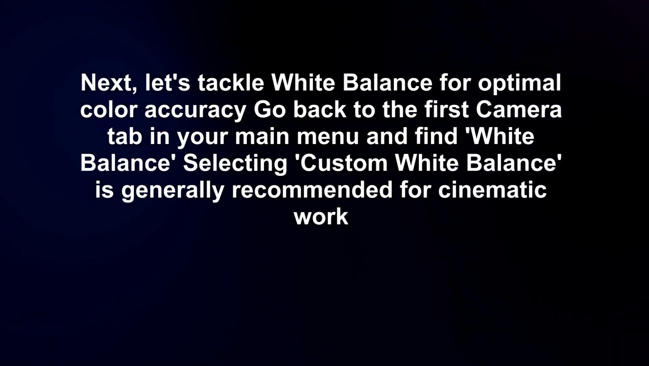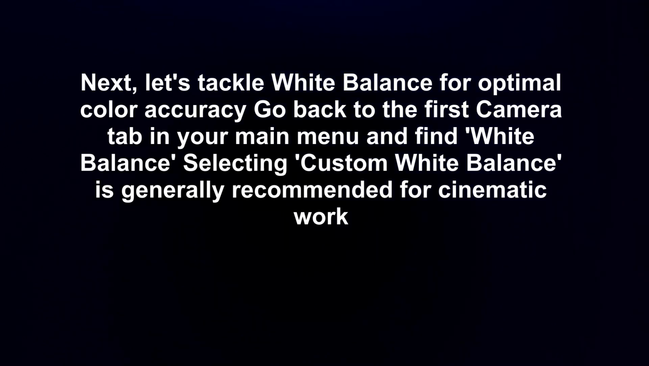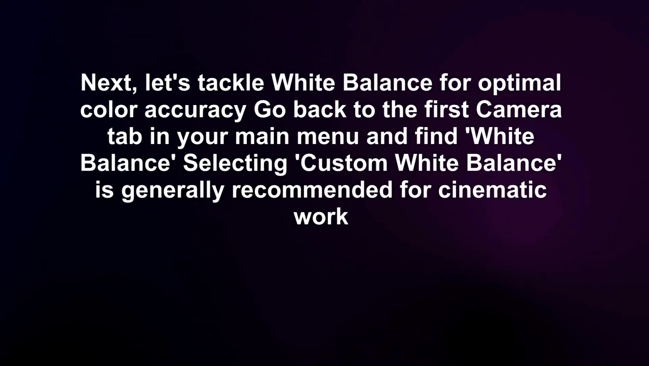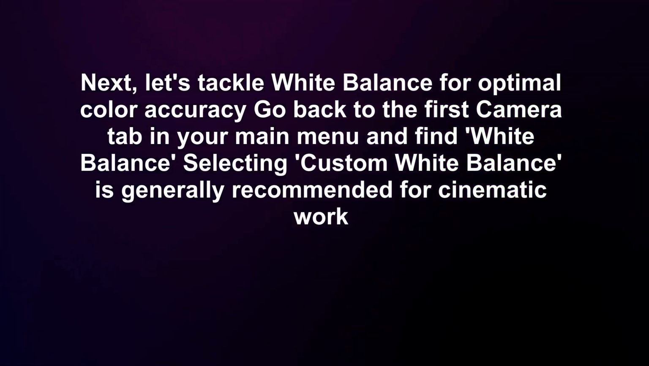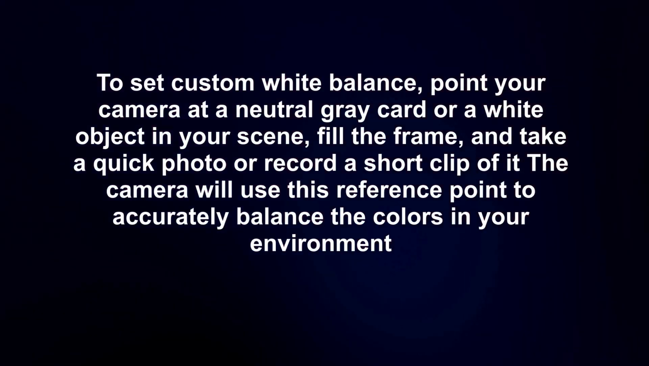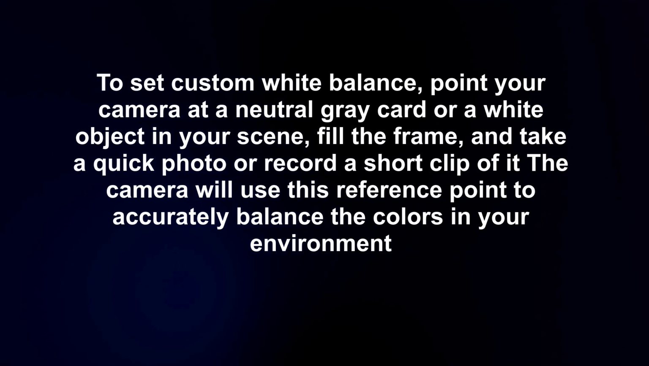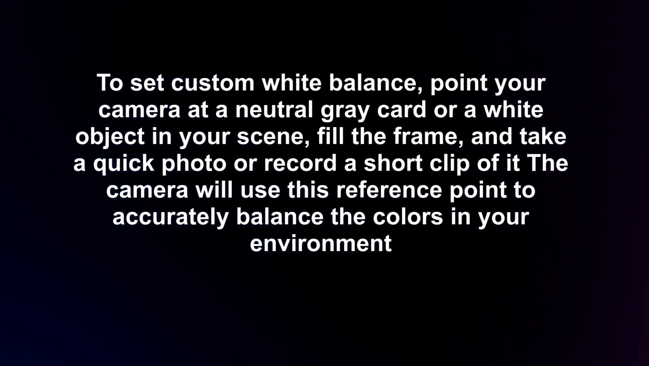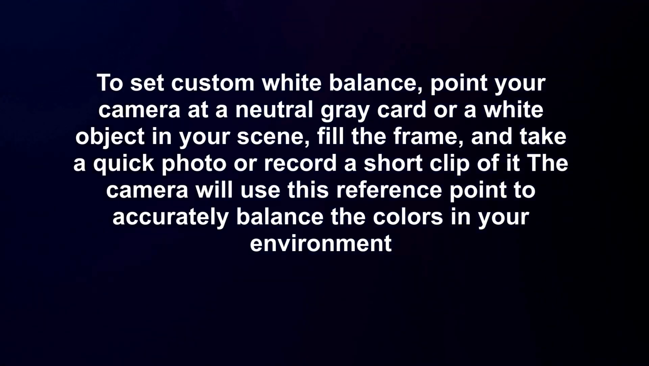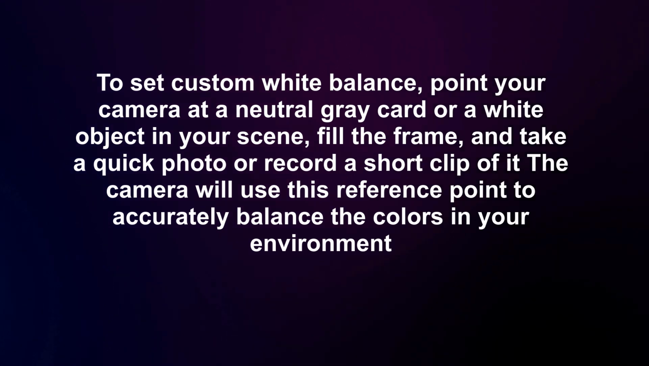Next, let's tackle white balance. For optimal color accuracy, go back to the first camera tab in your main menu and find white balance. Selecting custom white balance is generally recommended for cinematic work. To set custom white balance, point your camera at a neutral gray card or a white object in your scene, fill the frame, and take a quick photo or record a short clip of it. The camera will use this reference point to accurately balance the colors in your environment.